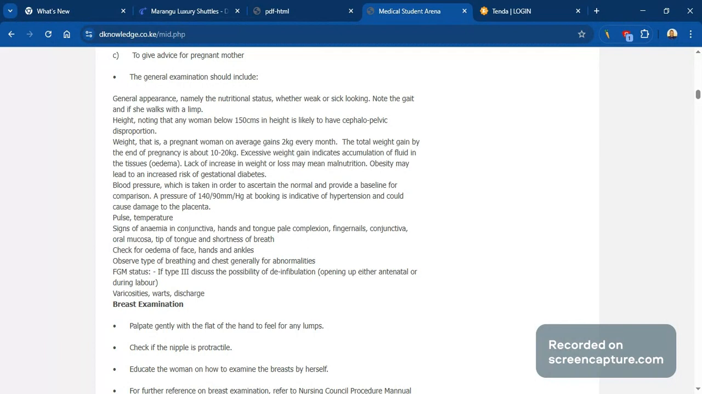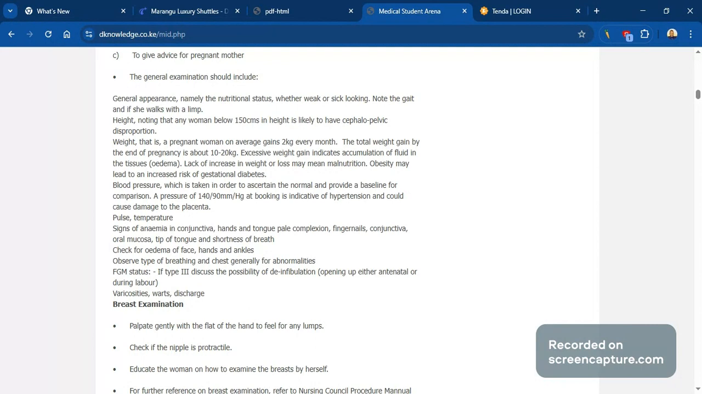A pressure of 140 over 90 millimeters of mercury at booking is indicative of hypertension and could cause damage to the placenta. So check on the pulse, temperature, signs of anemia in conjunctiva, hands and tongue, pale complexion, fingernails, conjunctiva, oral mucosa, tip of tongue and shortness of breath.